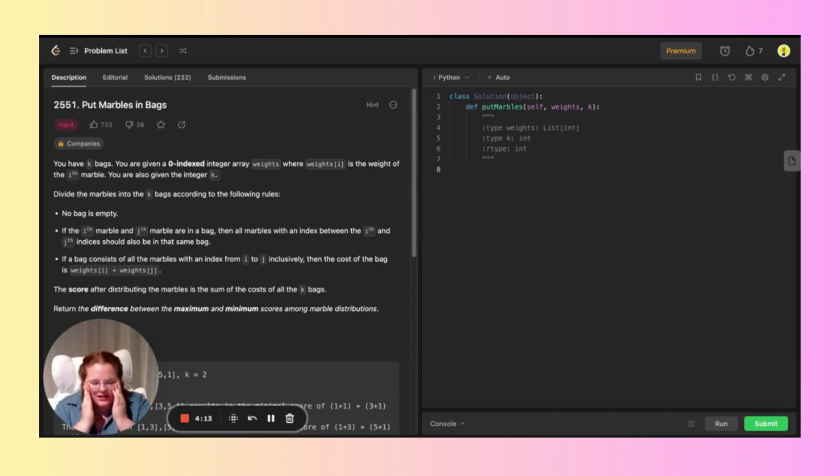Then we could get the minimum score and the maximum score by summing the weights of the smallest and largest, and then return the difference of the maximum and minimum scores. That's my first intuition on how this should be done. Return the difference between the maximum and the minimum scores.